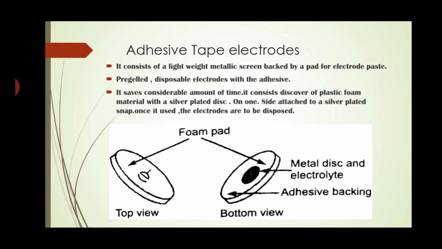It saves a considerable amount of time, because you can apply these electrodes quickly. It consists of plastic foam material with a silver plated disc on one side, and the other side attached to a silver plated snap. Once used, the electrodes are to be disposed of. This one is a diagram for the adhesive tape electrodes.